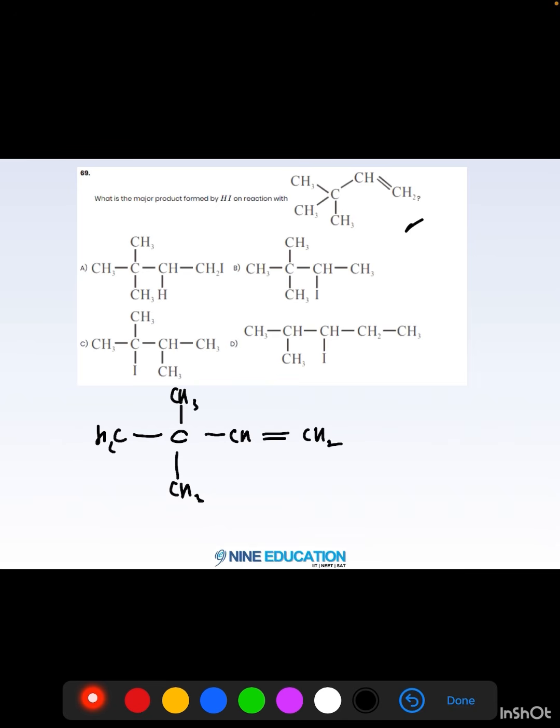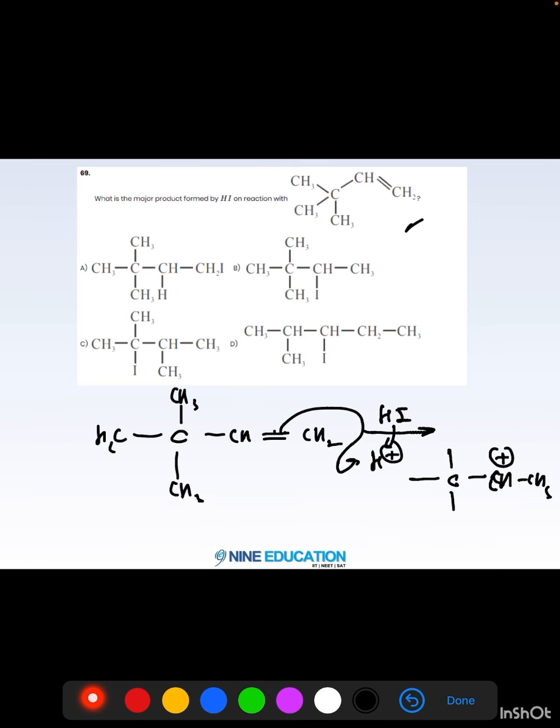So this will be simply following carbocation mechanism, meaning you'll be having HI which will be providing H plus. So first of all your pi bond will be attacking onto this H positive. So what we'll be having, we will be having CH will be making positive, and this place will be having CH3.